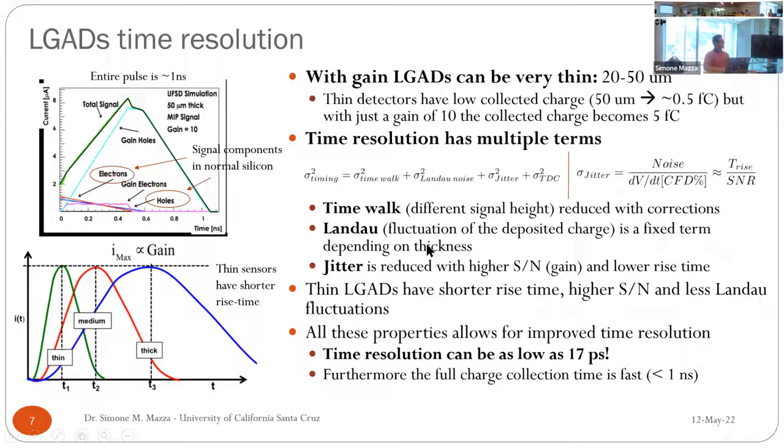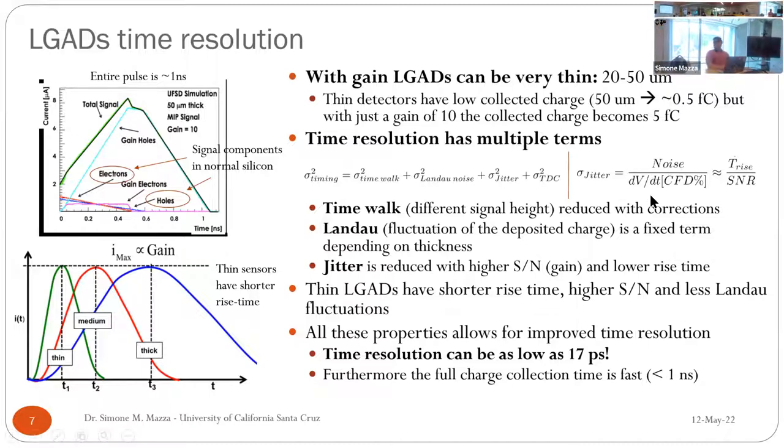So usually the time resolution from an LGAD starts quite high when the sensor has low gain. As you ramp up the voltage, the gain goes up. You minimize this component and you hit what we call the Landau plateau. So you kind of reach a fixed level of time resolution.